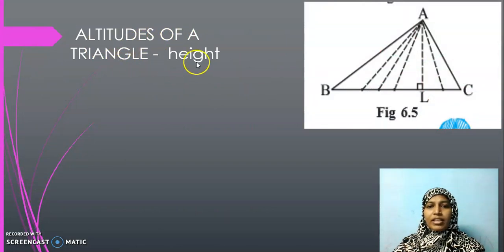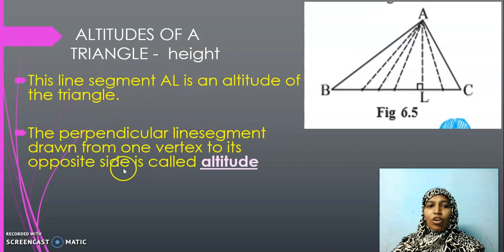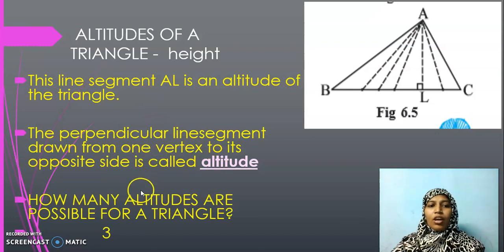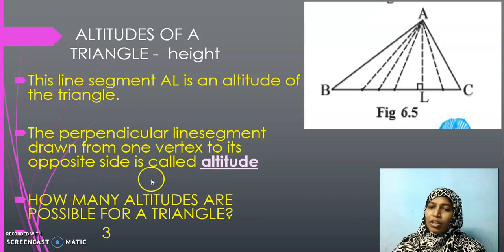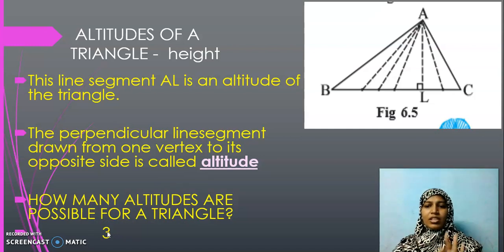Altitudes. The altitude of a triangle is nothing but the height, and it is the perpendicular line segment drawn from one vertex to its opposite side. See here, they didn't give any midpoint of the opposite side. So you should not get confused between the definitions of median and altitude. How many altitudes, medians, perpendicular bisectors or angular bisectors are there for a triangle? For all of these, we have 3. 3 medians, 3 altitudes, 3 perpendicular bisectors, 3 angular bisectors.